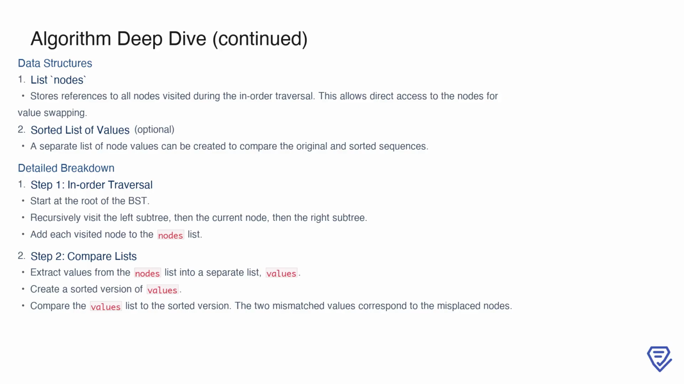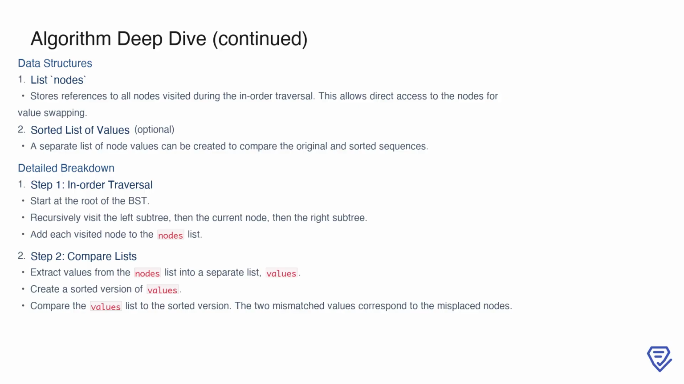Let's break this process down further. In step 1, we perform an in-order traversal starting at the root of the BST. This involves recursively visiting the left subtree, then the current node, and finally the right subtree. Each node visited during this traversal is added to the nodes list.